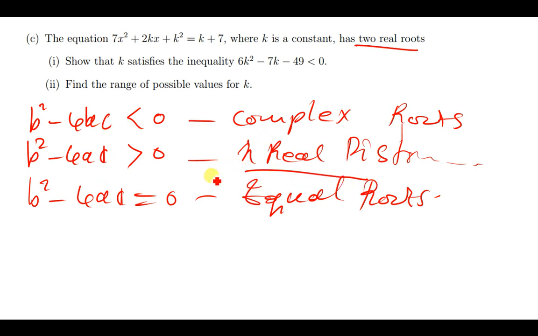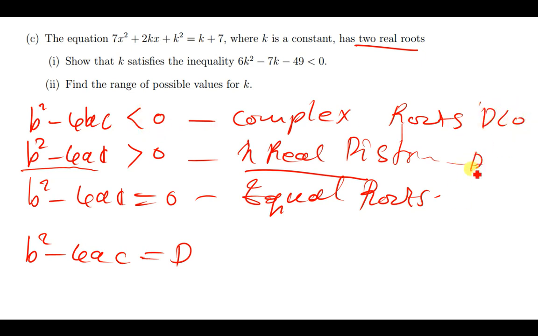Two real roots, meaning the discriminant, this part, the one that we are calling b squared minus 4ac, this one is called the discriminant, and it's denoted by d. So when we say this is less than 0, we can also just say d is less than 0. Here we can say d is greater than 0. Here we can say d is equal to 0.